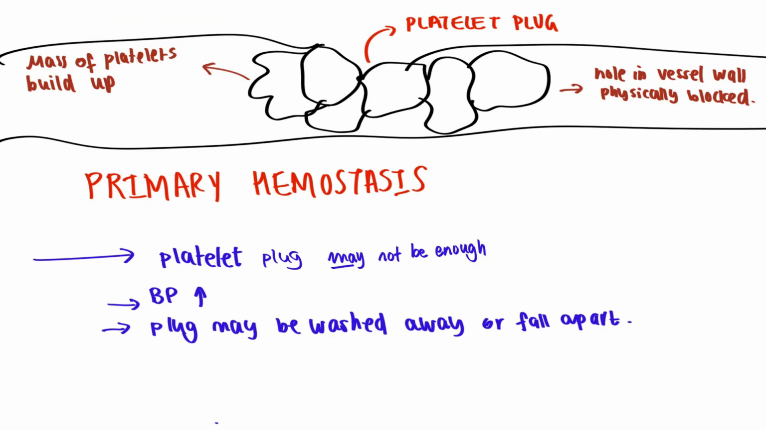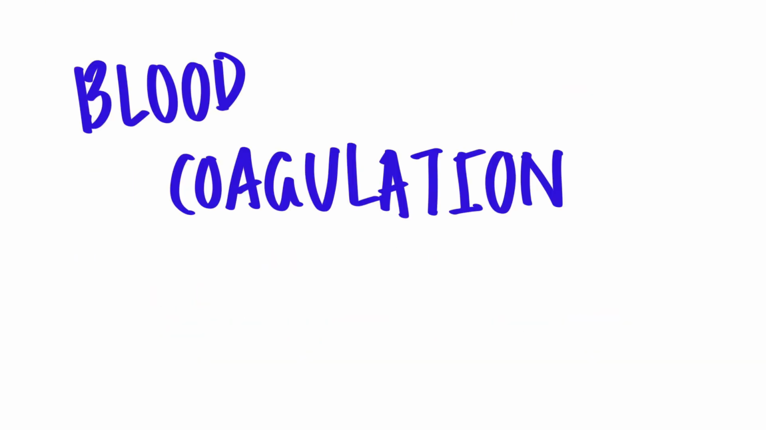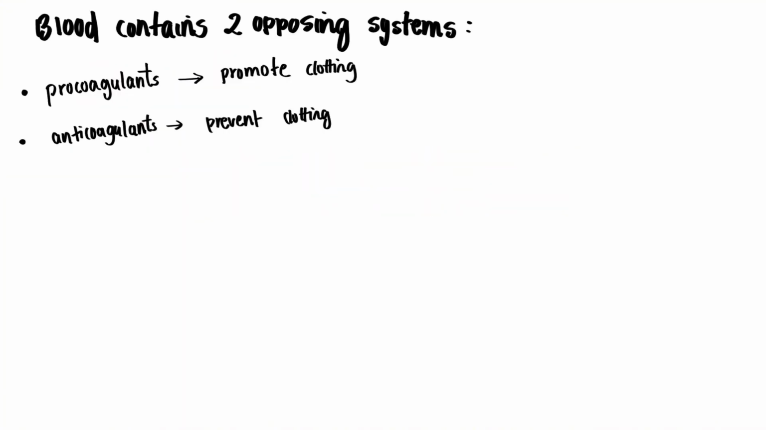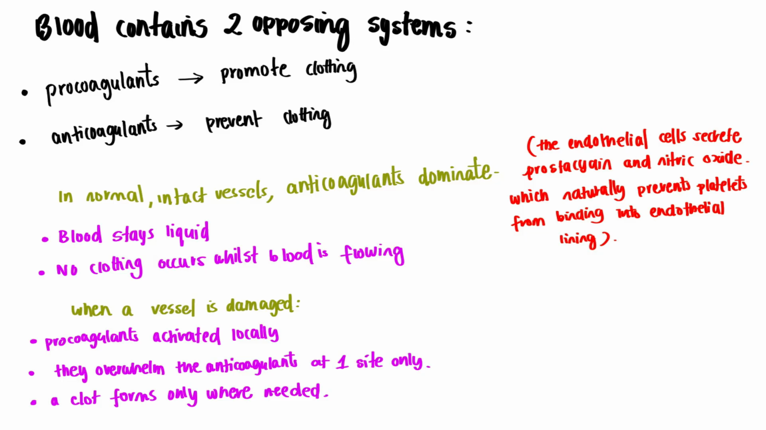Sometimes the platelet plug is not enough. High blood pressure, strong blood flow, or large injuries can cause the plug to break apart. In these cases, we need blood coagulation. Blood coagulation is also called secondary hemostasis. Normal blood contains both procoagulants, which promote clotting, and anticoagulants, which prevent clotting. In intact vessels, anticoagulants dominate. When a vessel is damaged, procoagulants become activated locally and override anticoagulants only at the injury site.